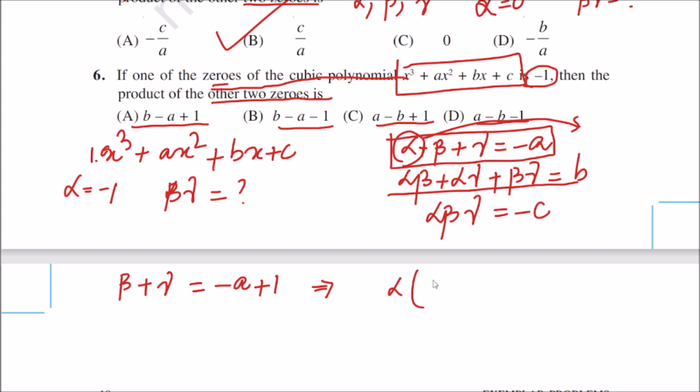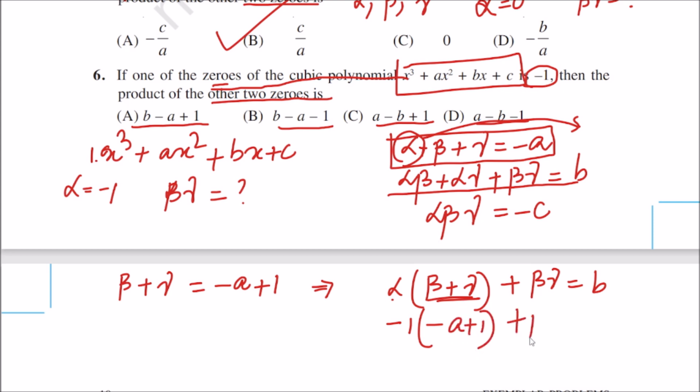alpha taking common, alpha into beta plus gamma plus beta gamma is equal to b. What is beta plus gamma? It is minus a plus 1. What is alpha? Alpha is minus 1. So minus 1 into minus a plus 1 plus beta gamma is equal to b.